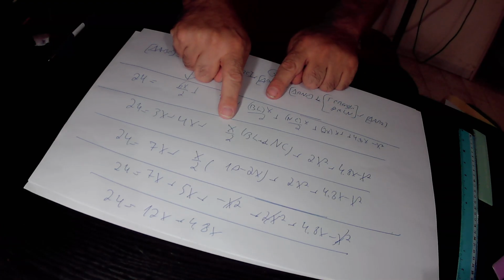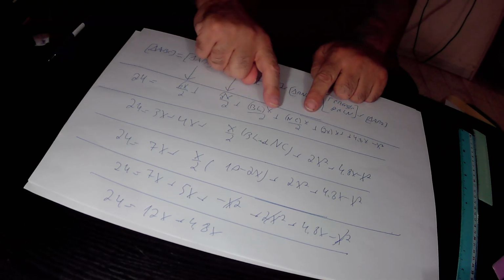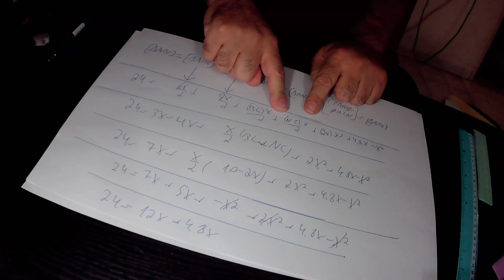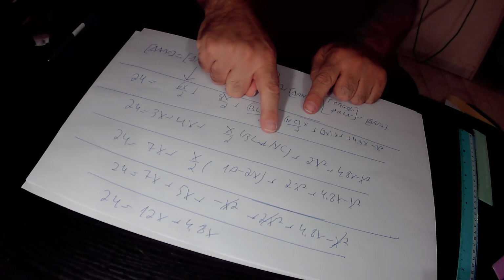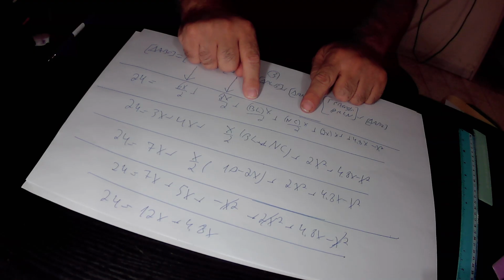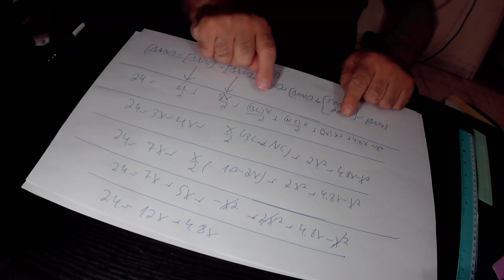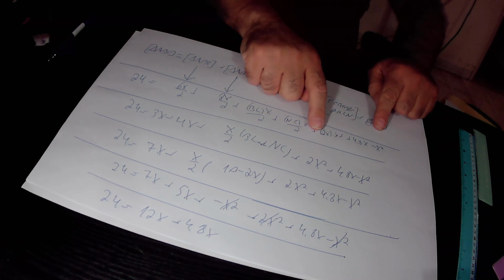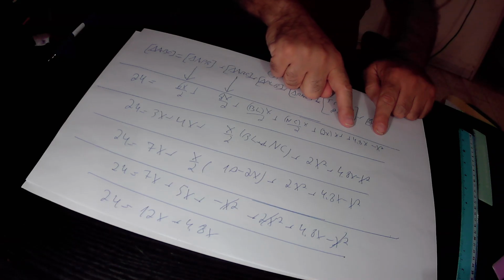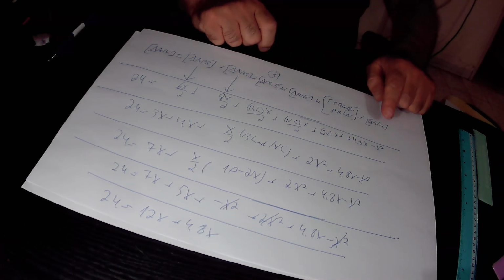What is left from this expression after taking x over 2 as a common factor? What is left is actually BL. Likewise, what is left from the other expression is NC. So in total, the value of those two expressions equals x over 2 times BL plus NC, plus 2x times x is 2x squared, and we also have 4.8x minus x squared.